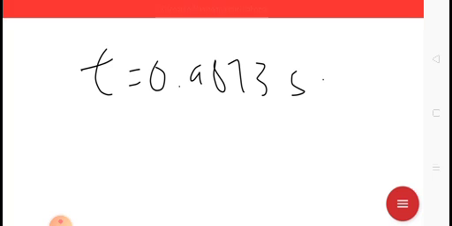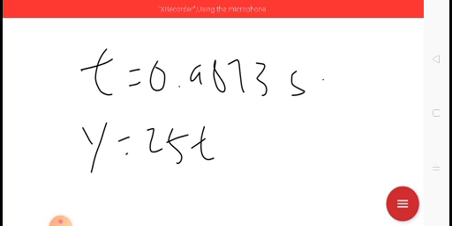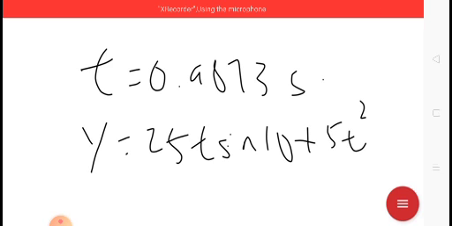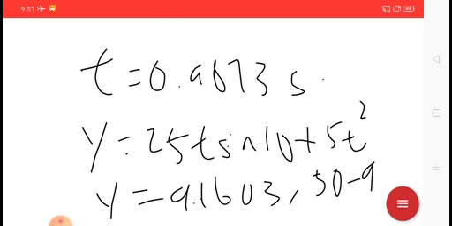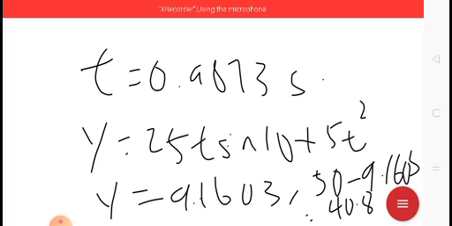The question asks you to find the height above the ground, so you can substitute into y equals 25 t sine 10. The vertical displacement at that particular moment, you substitute inside and you will get y equal to 9.1603. They ask for the vertical distance from the ground, so you need to use 50 minus 9.1603. The answer will be 40.8 meters from the ground. So this is one application of using the comparison of Vy over Vx.